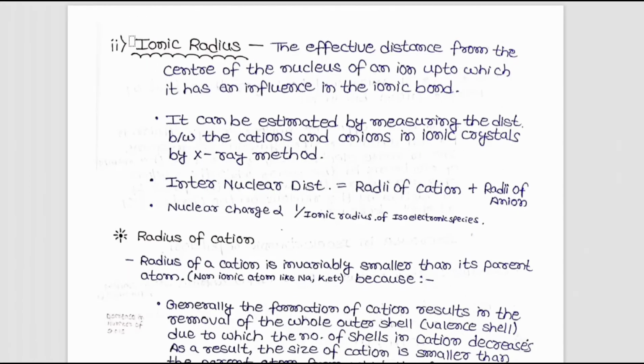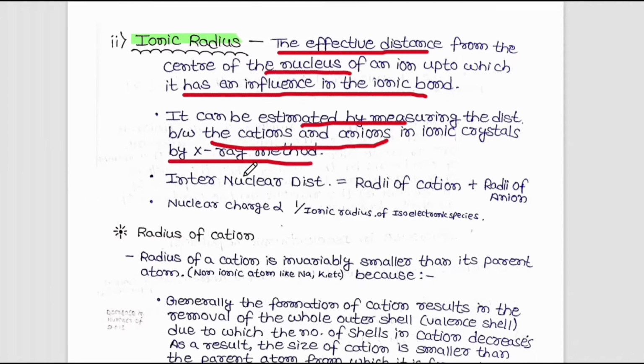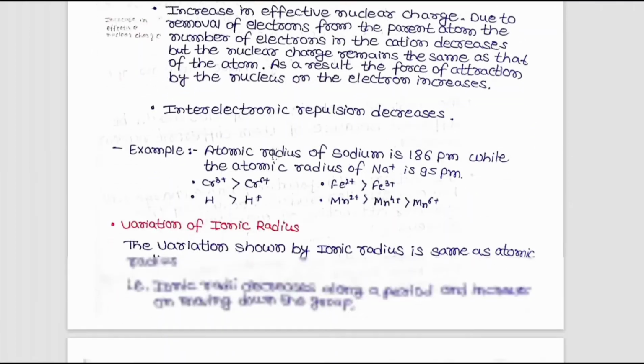Now let us come to the second trend, that is ionic radius. Ionic radius is the effective distance from the center of the nucleus of an ion up to which it has influence in the ionic bond. It can be estimated by measuring the distance between the cation and anion in an ionic crystal by the X-ray method. It can also be said that internuclear distance is equal to the radius of the cation plus the radius of the anion, and the nuclear charge is inversely proportional to the ionic radius of the isoelectronic species.